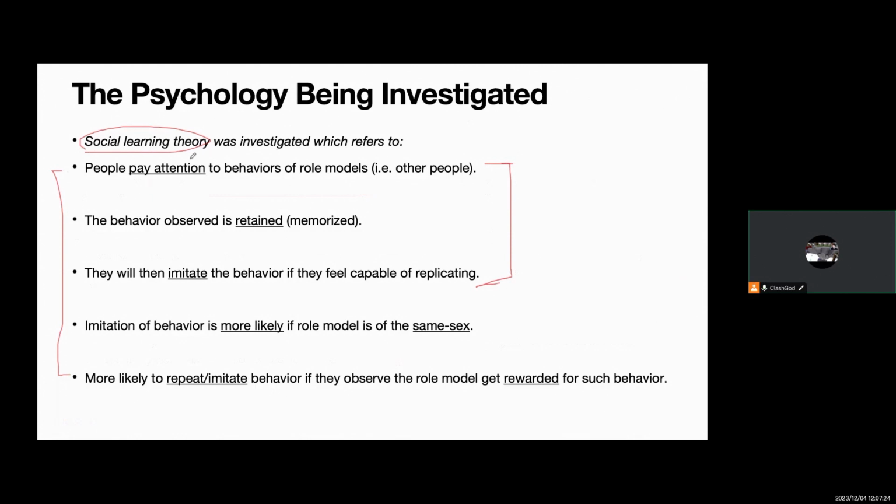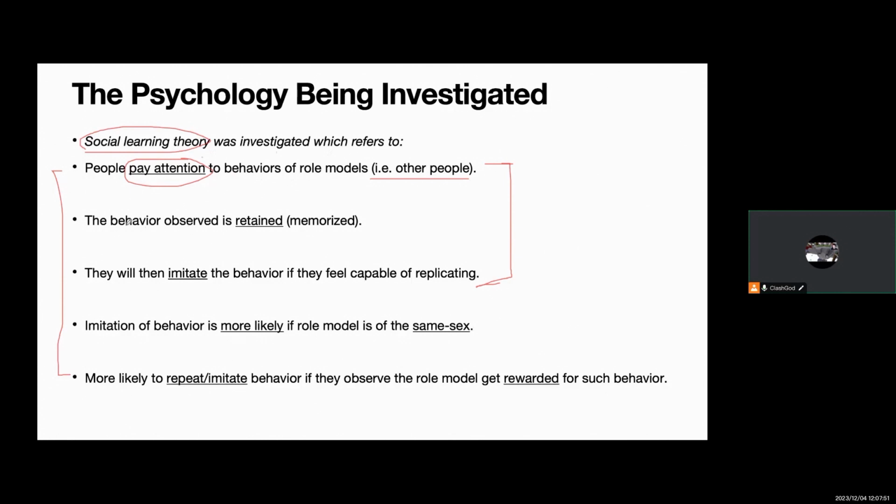The first stage is that people will pay attention to behaviors of role models. Not just other people. For example, Michael Jordan is a role model. Adults are role models for children. Your parents are role models for children. So people will pay attention to the behaviors of role models. That's the first stage of social learning. That is the observation stage. Now you can just understand it as observational behaviors.